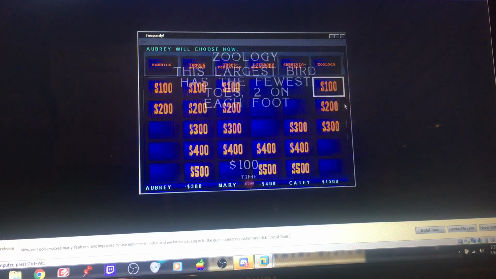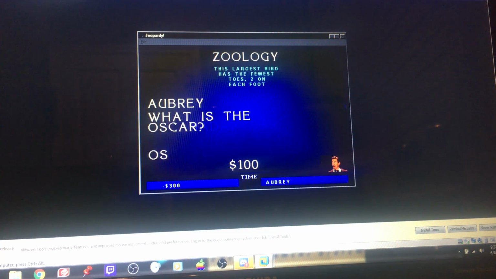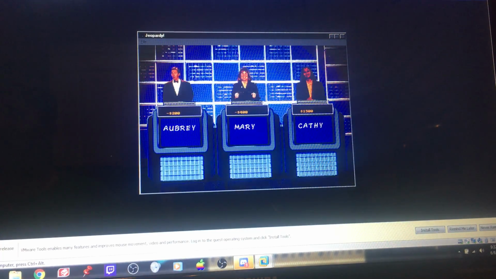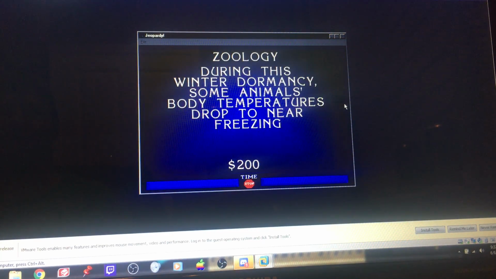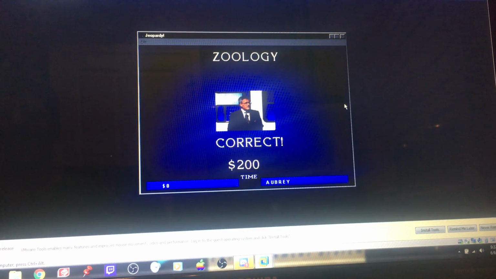Zoology for 100. This largest bird has the fewest toes, two on each foot. What is the ostrich? You got it. Let's go 200, please. During this winter dormancy, some animals' body temperatures drop to near freezing. What is hibernation? That's right. Pick again. Out of the hole.